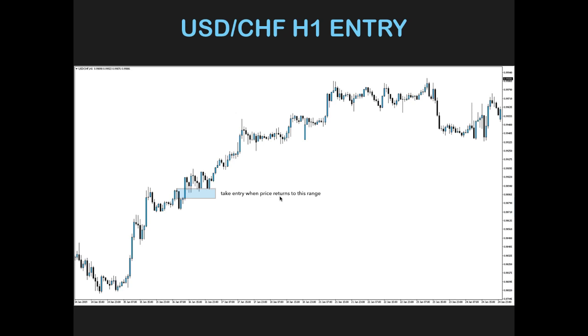So you take your entry when the price returns to that range. Your stop loss is going to go below the low prior to the shift, right? So that's going to be right here. All right, so we frame our setup. There's our entry. There's our stop loss. So this is our risk. And our potential take profit is all the way up here at the highs. So we're looking at a 5-to-1 risk reward ratio for this setup here.